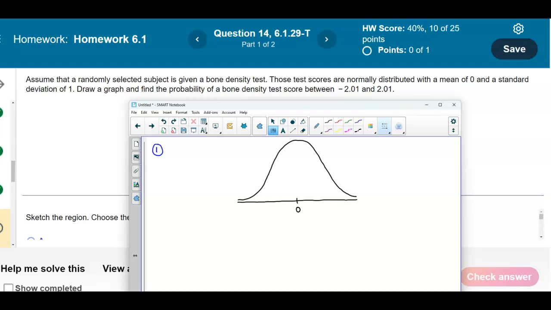And so we have a z-score of negative 2.01. We'll call that z-score 1. And then over here we have z-score 2, which is 2.01. So what we're trying to do is find the area of this shaded region here. Okay, so let's go ahead and do that. We're going to shade everything that's in between here, and then we want to find the probability of that area.